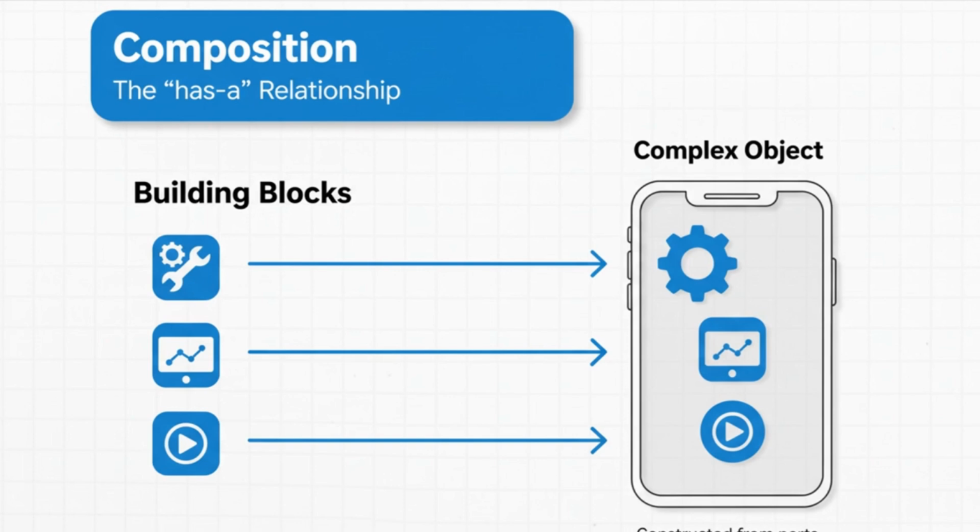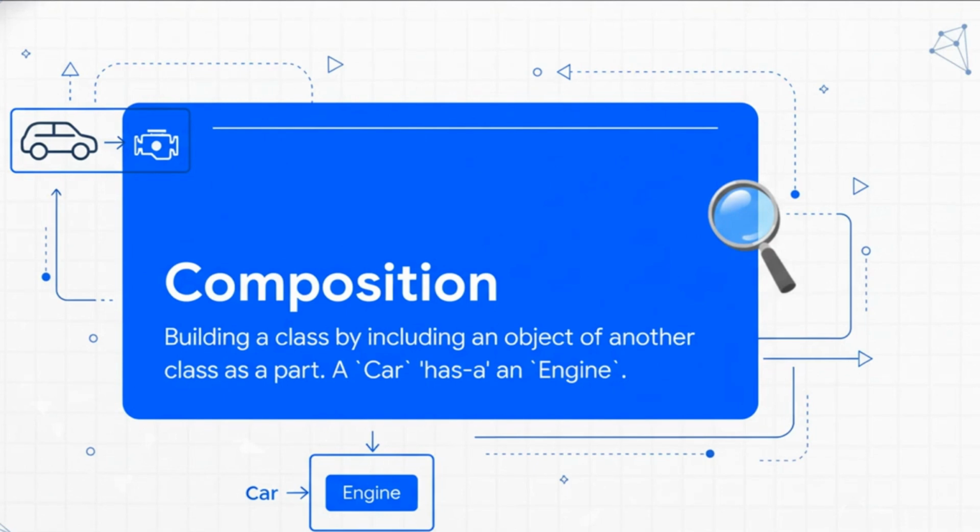Now this one represents a has-a relationship, and trust me, this is where things get really flexible and powerful. See the shift? A car isn't a type of engine. A car has an engine. It might seem like a small detail, but this lets you build big, complex things out of smaller, interchangeable parts. It's like building with Legos, and it gives you incredible design freedom.